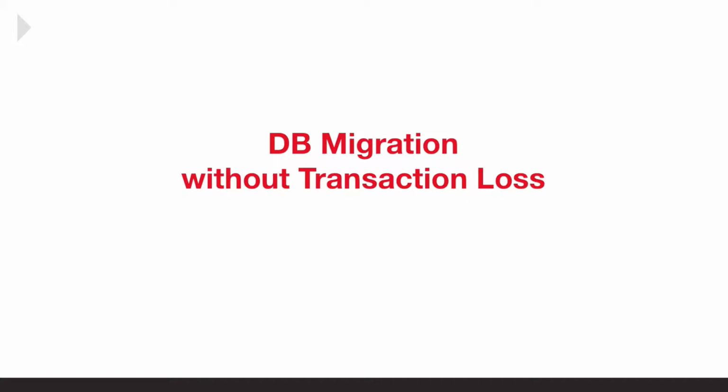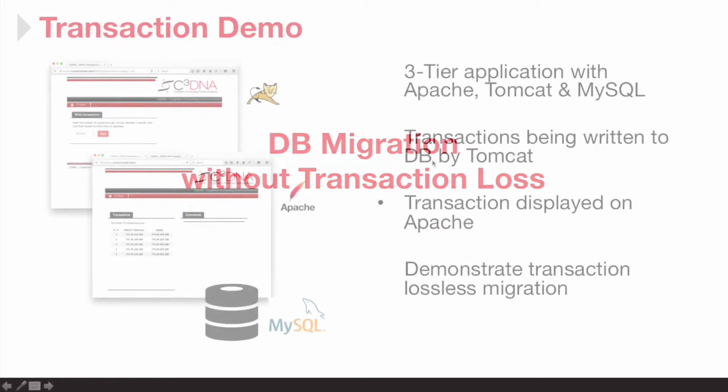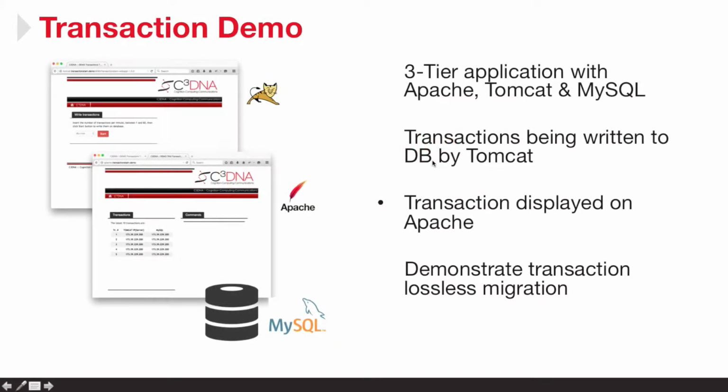In this demonstration, we'll be demonstrating how the C3DNA platform can be used to migrate a database without transaction loss in accordance to a policy setting. To demonstrate this capability, we'll be using a three-tier application with Apache, Tomcat, and MySQL. The Tomcat portion of the application will be used to write transactions to the MySQL database.